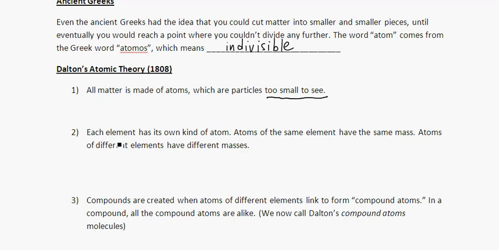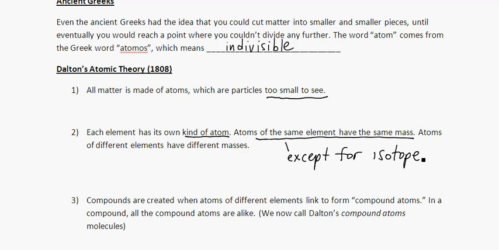The second part of Dalton's theory is that each element has its own kind of atom. Atoms of the same element have the same mass. Okay, is that still true? Generally, yes, but we do have something called isotopes, which we'll talk about later. So we're just going to write except for isotopes. Isotopes are atoms of the same element that actually have different masses, and that's because they have different numbers of neutrons in the nucleus. Okay, but we'll get to that later.